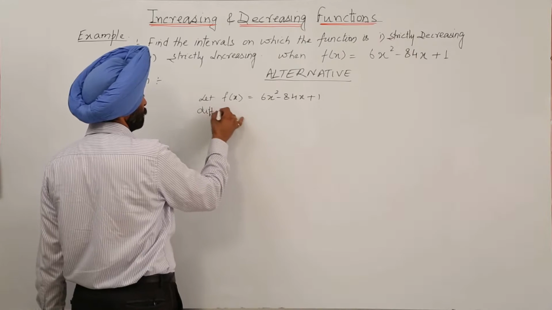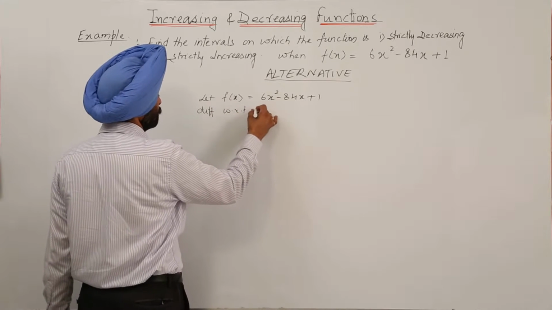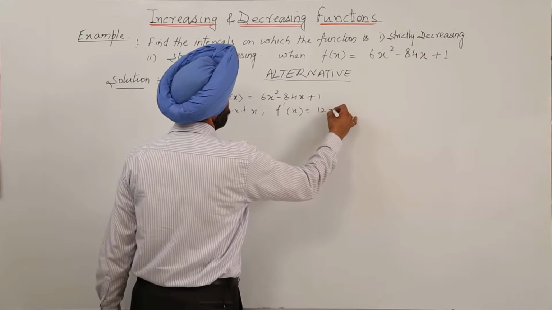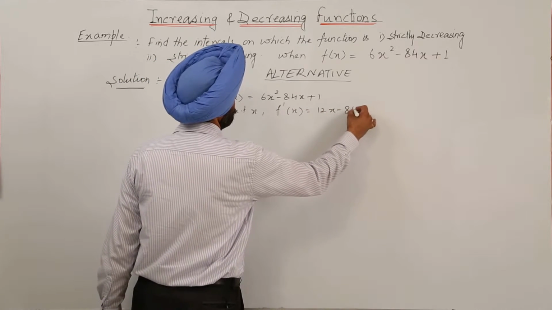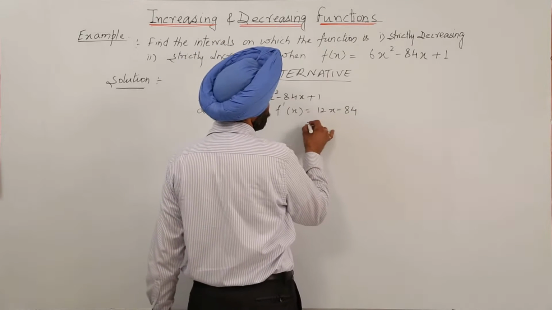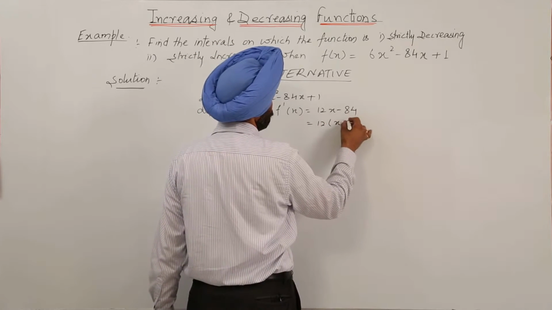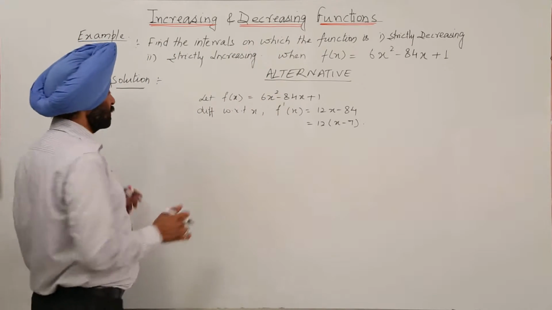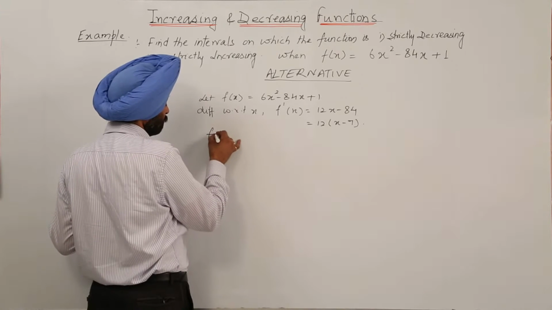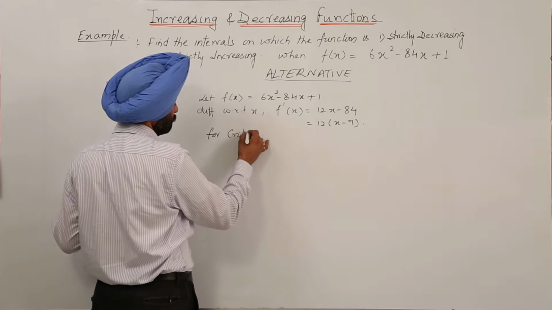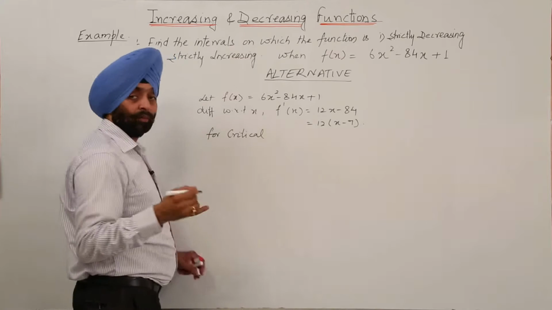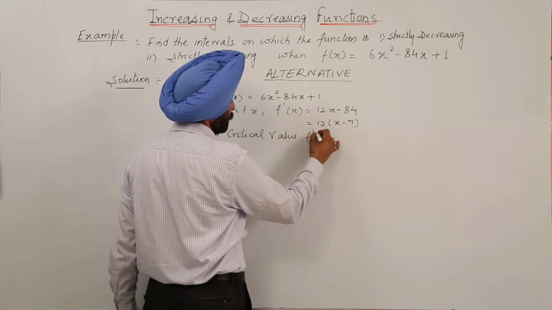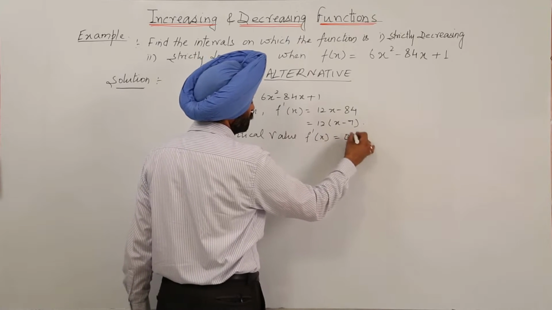differentiating with respect to x, f'(x) is equal to 12x - 84, or this can be written as 12x - 7. Now here we have to find critical value. Okay. Now for critical value, or we can write it critical point, for critical value, f'(x) is equal to 0.